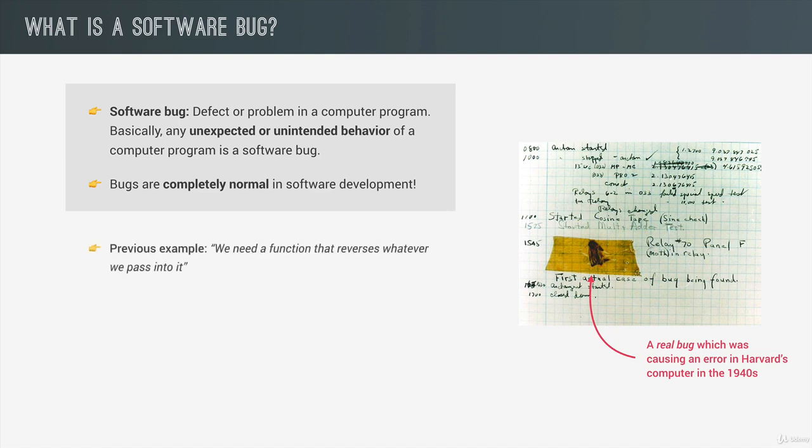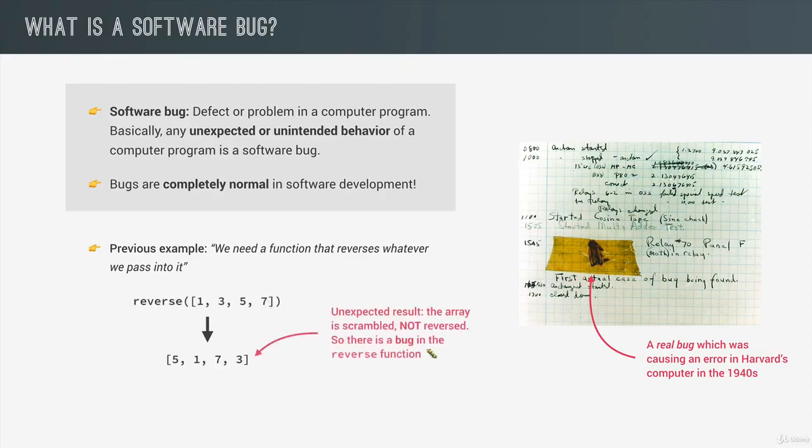Remember, in our previous example, the goal was to reverse whatever was passed into the function. So let's say we finished writing the reverse function and call it with this array and get this result. But clearly something is wrong here, right? The returned value looks scrambled, but not reversed at all. So this means that we must have a bug somewhere in our reverse function. To fix this, we use a process called debugging, which is essentially finding, fixing, and then preventing bugs.